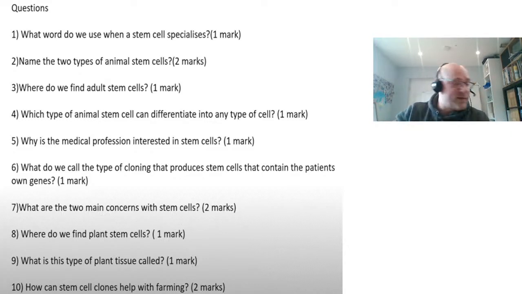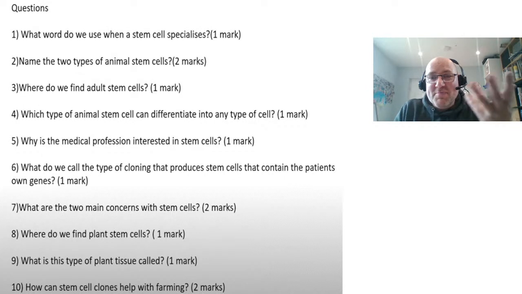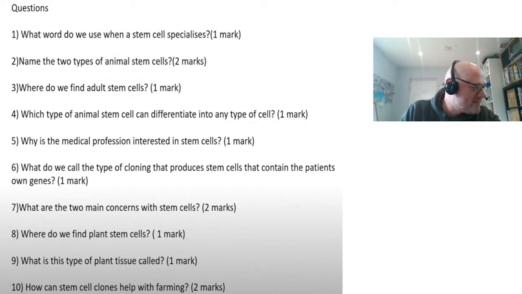Where do we find plant stem cells? Anyone know where we find plant stem cells? Whereabouts in a plant? I ain't got any plants. I used to have a load in there. Anyway, whereabouts in a plant do we find the stem cells? You find the gametes in the pollen, George. You'd find the gametes there.